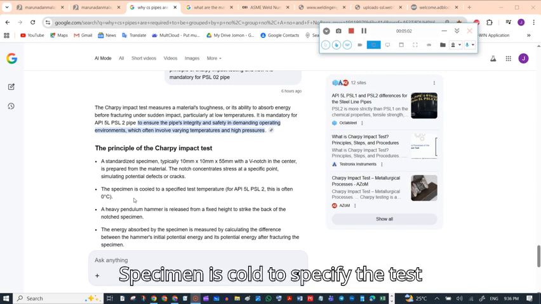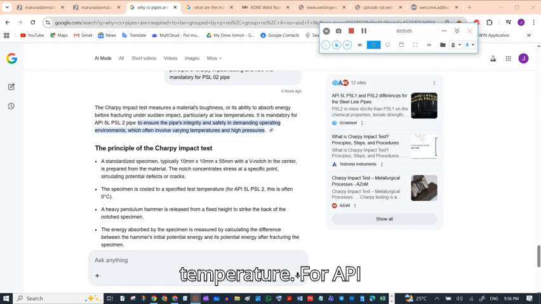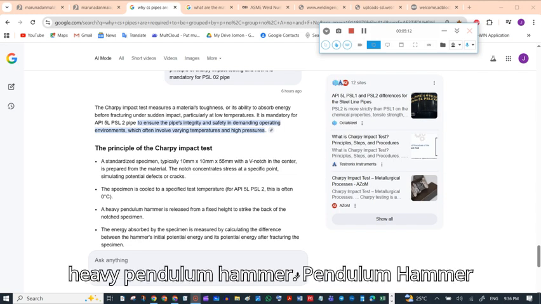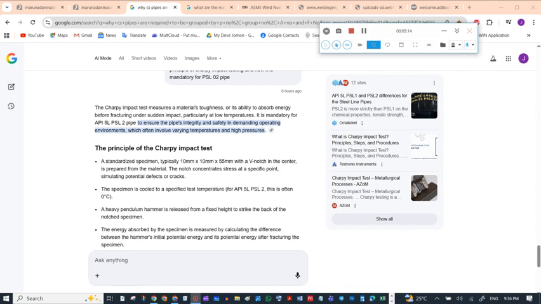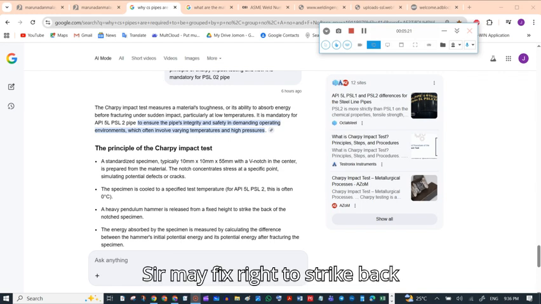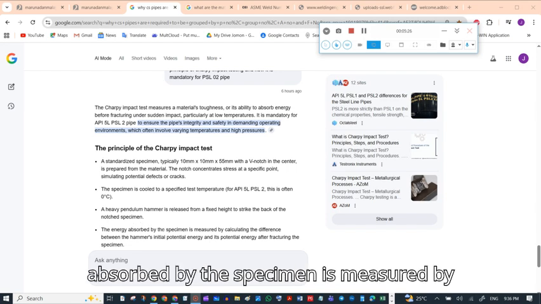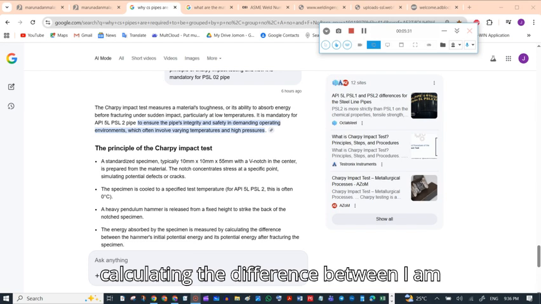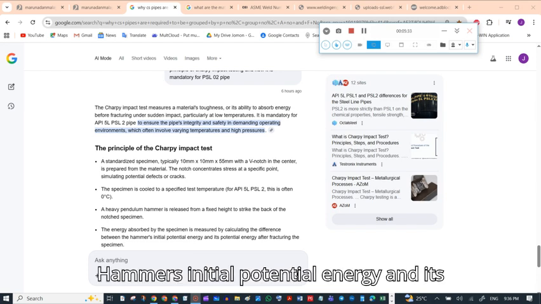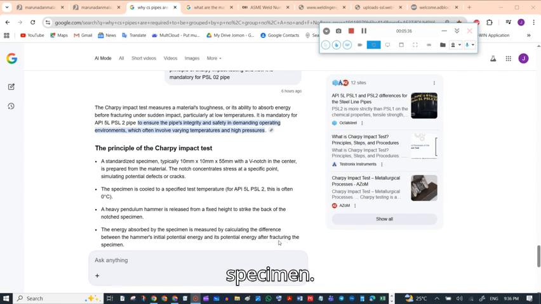The specimen is cooled to a specified test temperature. For API 5L, it is often 0 degrees. A heavy pendulum hammer is released from a fixed height to strike the notched specimen. The energy absorbed by the specimen is measured by calculating the difference between the hammer's initial potential energy and its potential energy after fracturing the specimen.